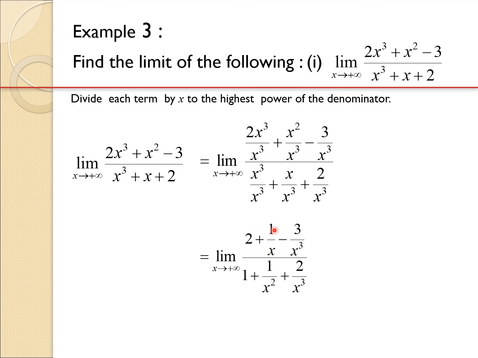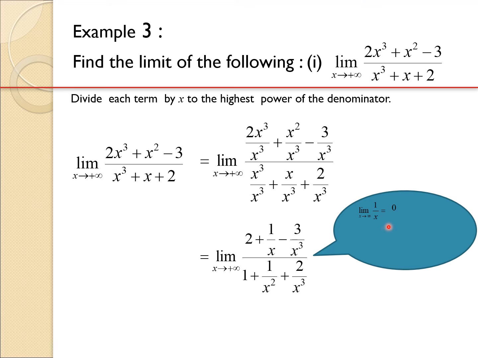Okay, this part 1 over x, 3 over x cubed, 1 over x squared, 2 over x cubed. This becomes 0, this becomes 0, this also 0, and this is also 0. So you get the answer 2 plus 0 minus 0 over 1 plus 0 plus 0. So the answer equals 2.